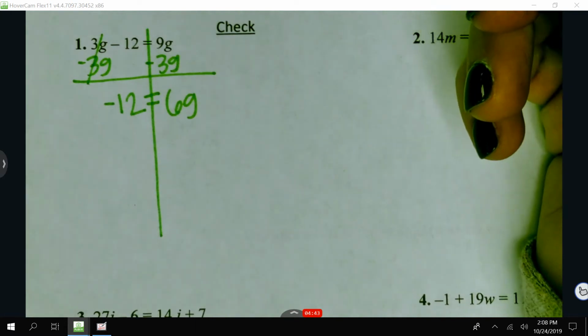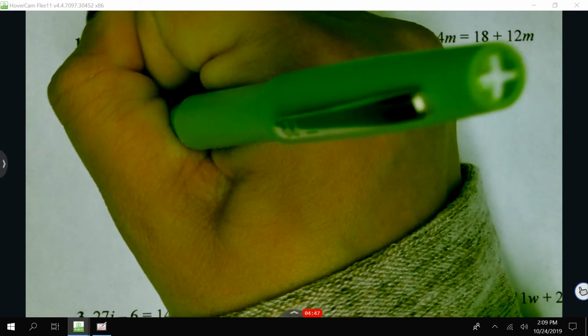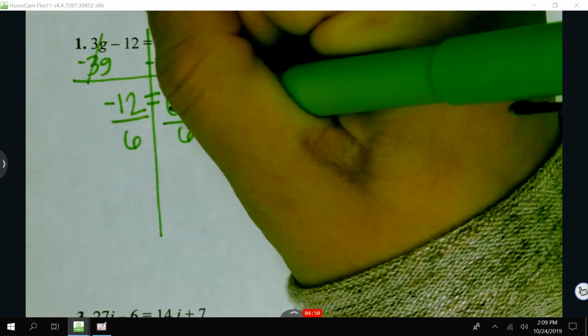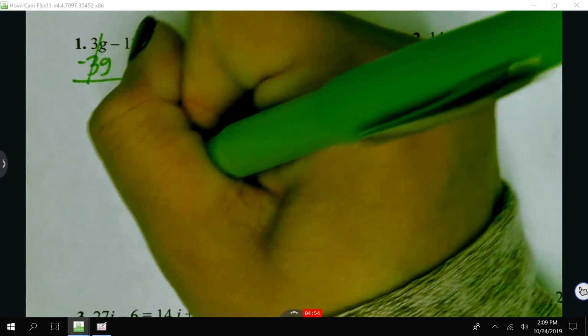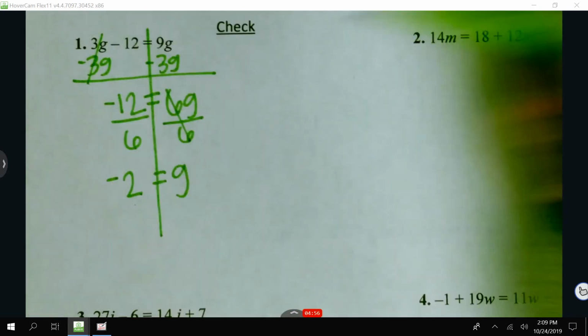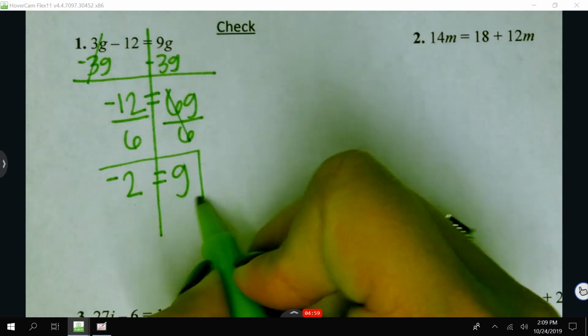Okay, what's next? Can you divide both sides by 6? Yeah, then I want to divide both sides by 6 so that I can get G alone. So those cancel. And G is equal to what? Negative 2.